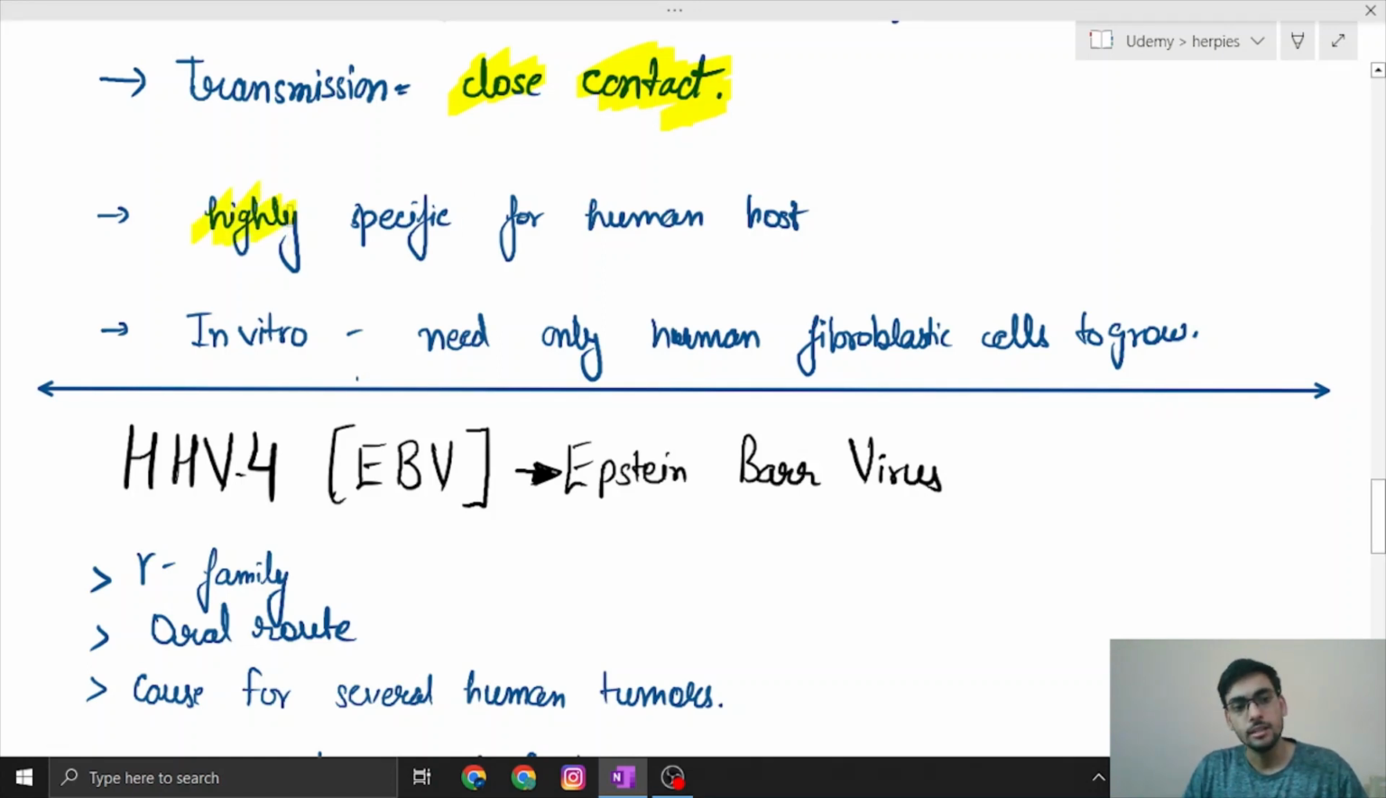These viruses are highly specific for the human host, thus you won't see them in animals. When we cultivate them in vitro, meaning inside a lab, we can only use human fibroblastic cells to grow them.